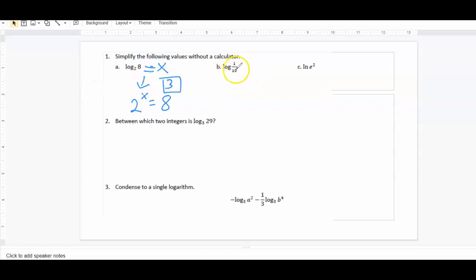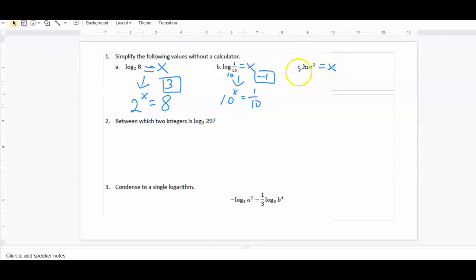Okay, same thing. I'm going to set that equal to x, convert to exponential form, but I don't see the base. What's the base here? That's right, 10. When you don't see it, it's 10, and it's the common log. So 10 to the x power is equal to 1 over 10. Notice 10 got flipped over. That means x must be a negative exponent, just negative 1.